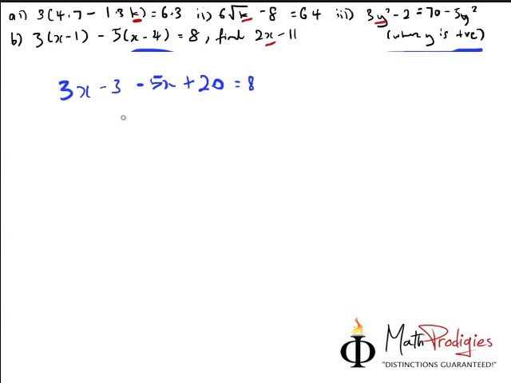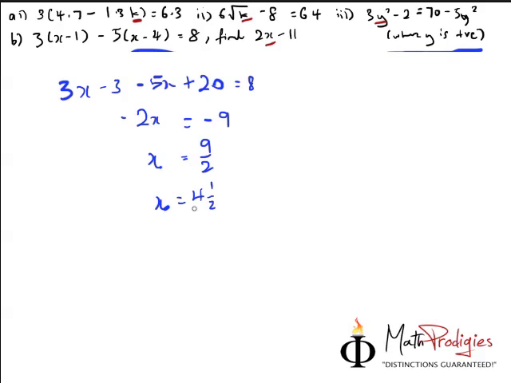3x minus 5x gives you minus 2x. Minus 2x, you bring over the numbers to the other side. Therefore, 8, you bring over the minus 3, becomes plus 3. You get plus 11. And you minus 20. Plus 11 minus 20, you get minus 9. Therefore, x equals 9 over 2, which equals 4.5.